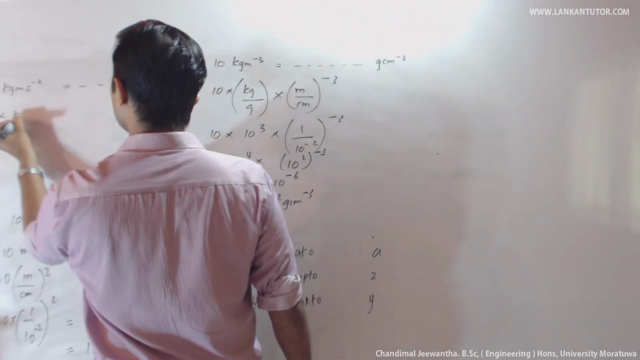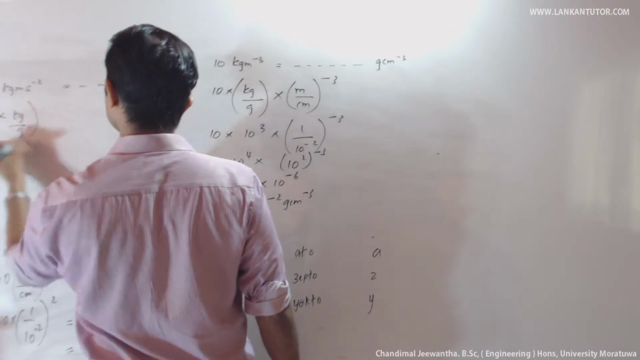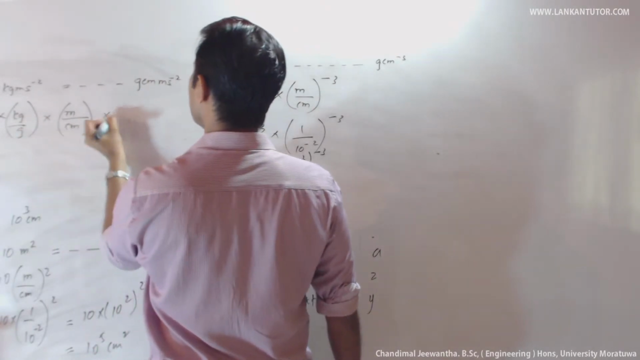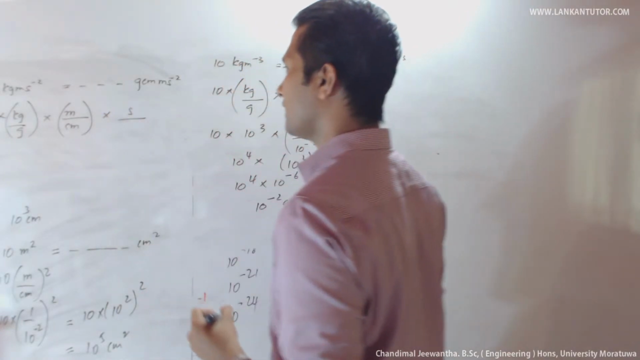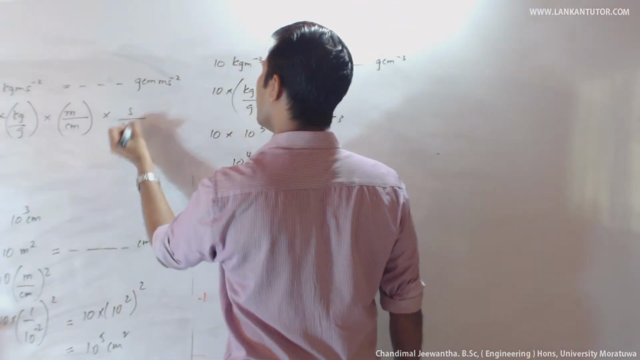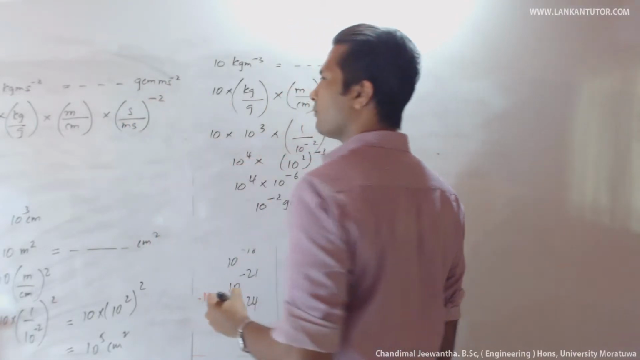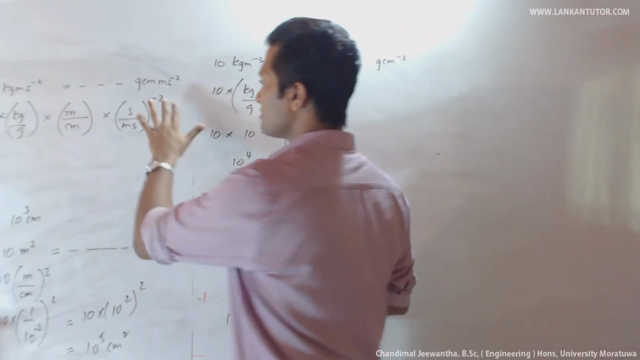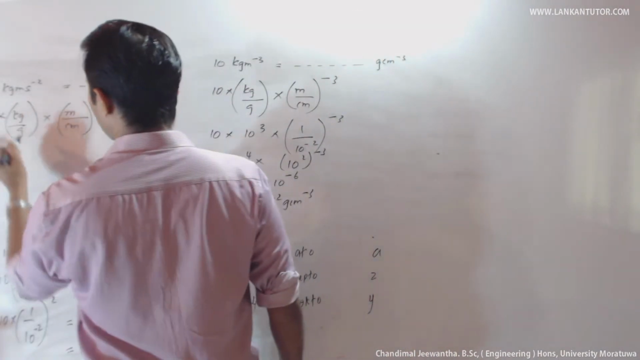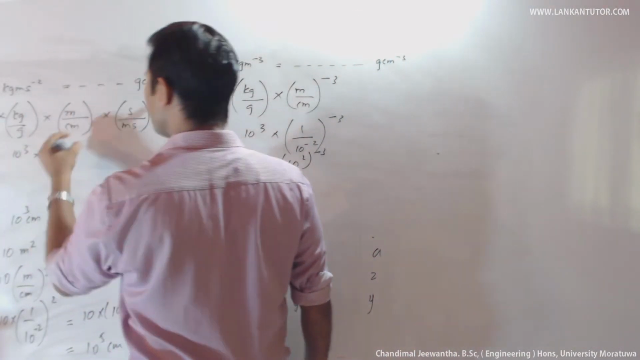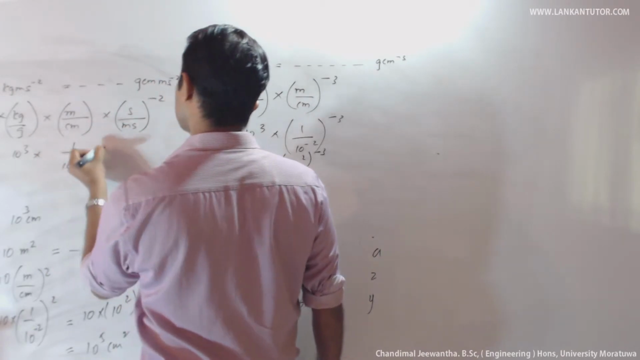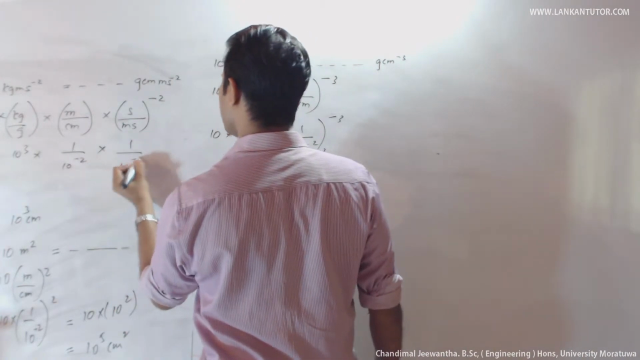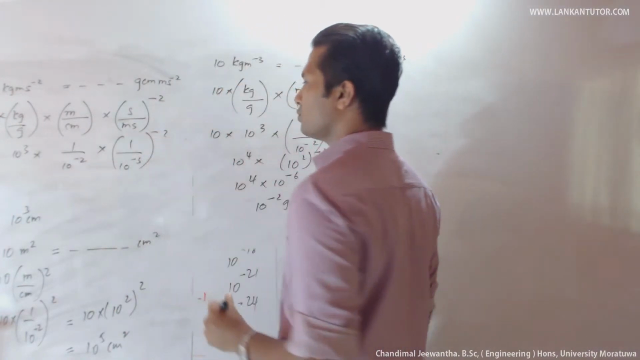Here kilogram should be divided by grams and meters should be divided by centimeters. Seconds divided by millisecond. As I mentioned, you have to consider the minus 2. Gram cancel, 10 to the power 3, meter cancel, centi is 10 to the power minus 2, second cancel, milli is 10 to the power minus 3 to the power minus 2.